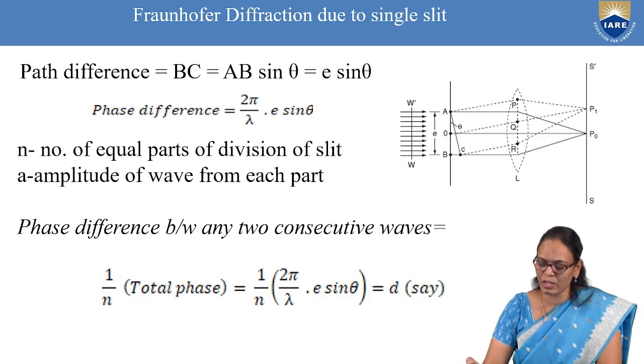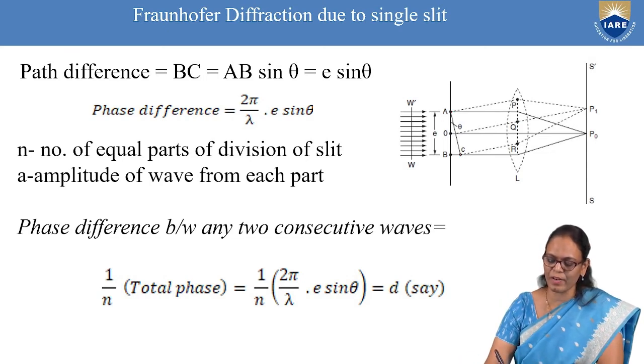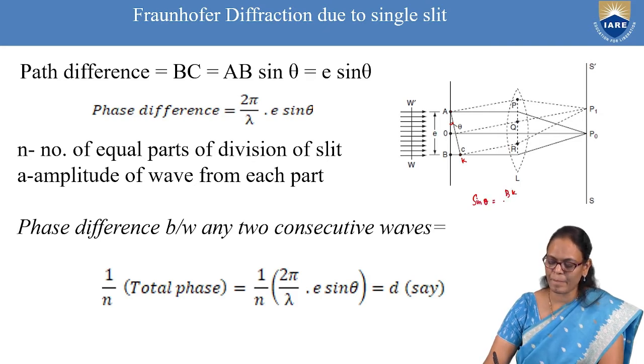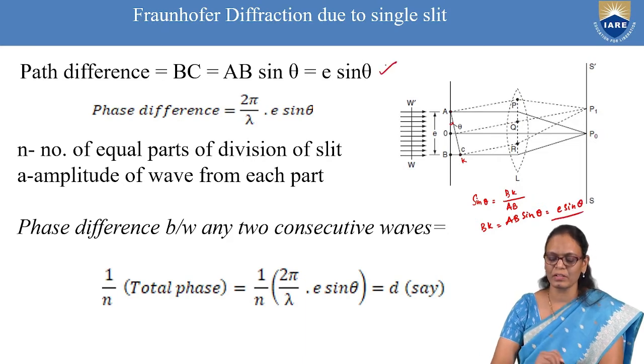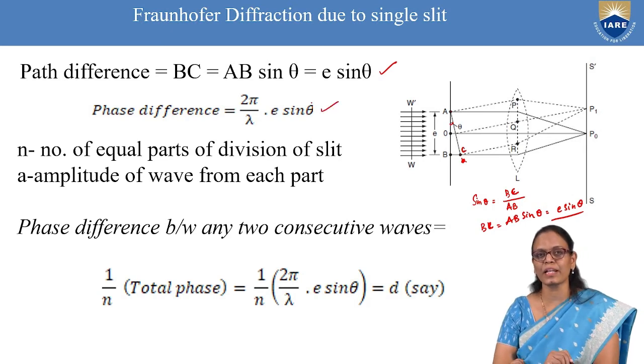What we have tried to understand here is that from A, we have dropped a perpendicular. This is angle theta, so sine theta is equal to BK upon the hypotenuse AB. So BK is equal to AB sine theta. AB is nothing but the width of the slit, that is e sine theta. Here we are writing it as BC instead of K. Now what is the phase difference? 2 pi by lambda into e sine theta.